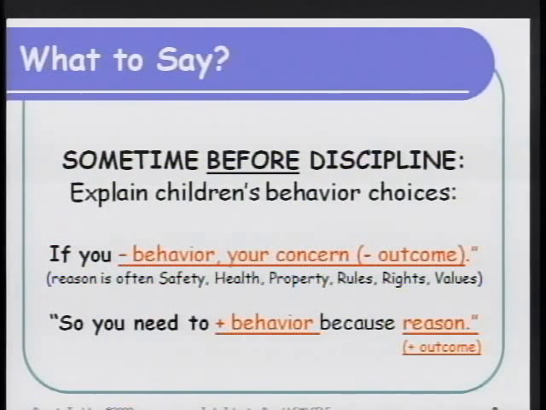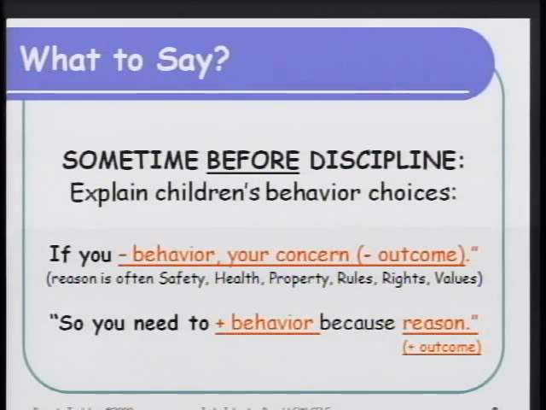So to be able to reveal to children what their behavior choices are, here's what you want to say at some point before discipline. I'm going to give you a couple of sentences that you can start with as formulas, and then you can make them your own, make them authentic for you. At some point before children misbehave, you want to let them know what their behavior choices are.